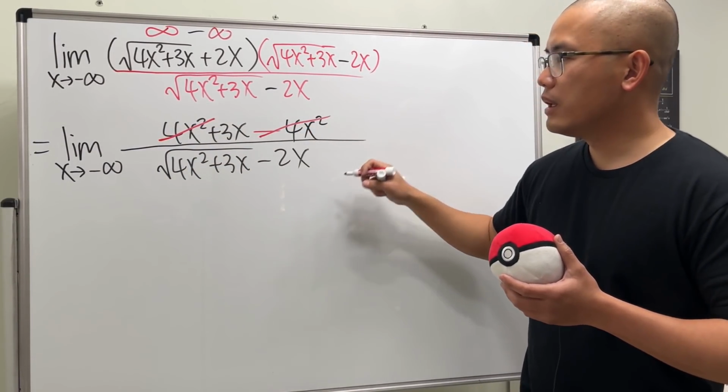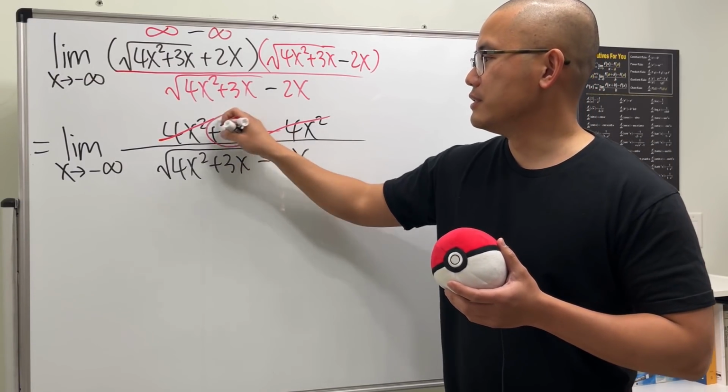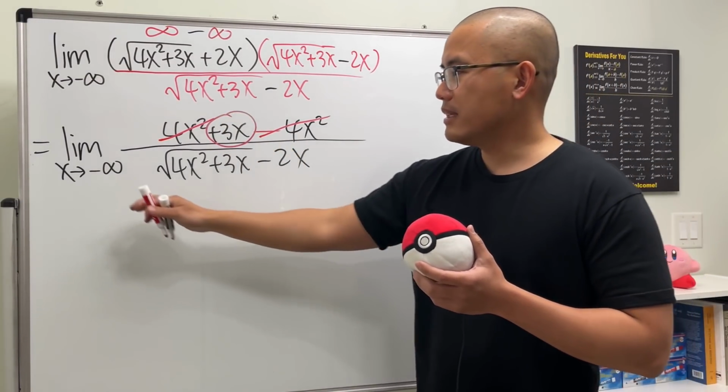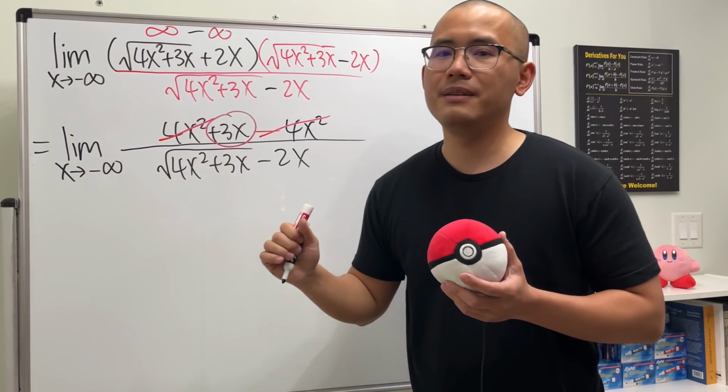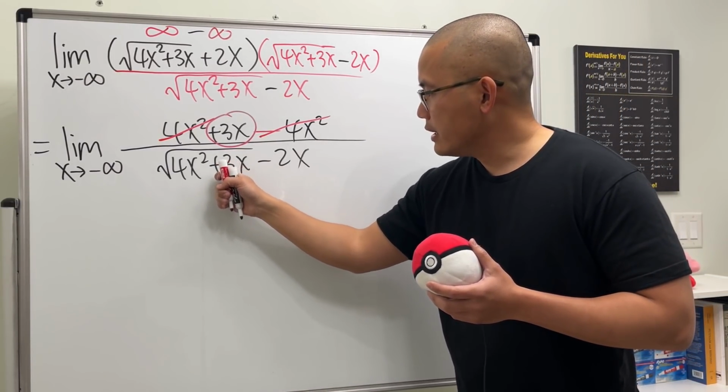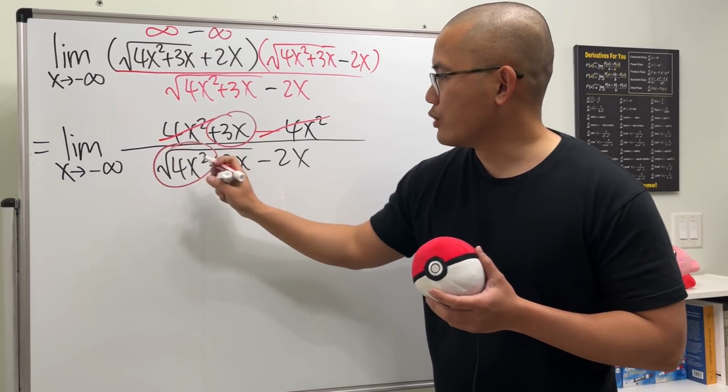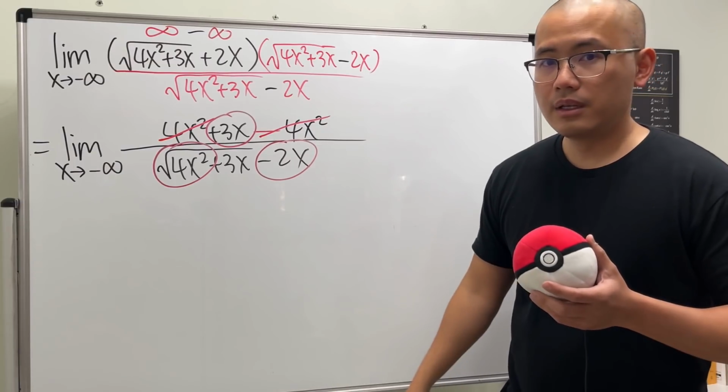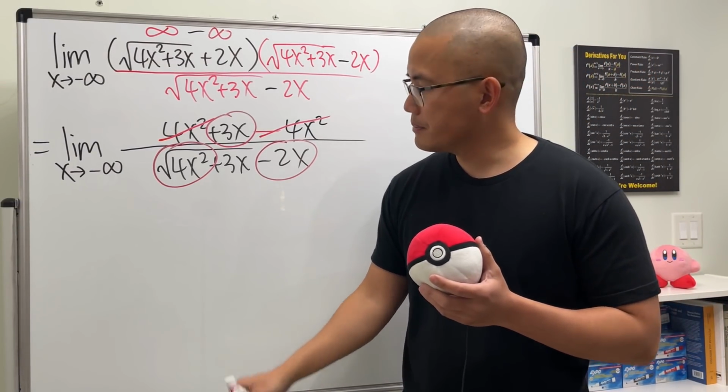Cancel, cancel. On the top, this is the only thing that's left, right? And because x is approaching negative infinity, we don't need to worry about this. We do just have to worry about this and also that. Now, here is the tricky part.